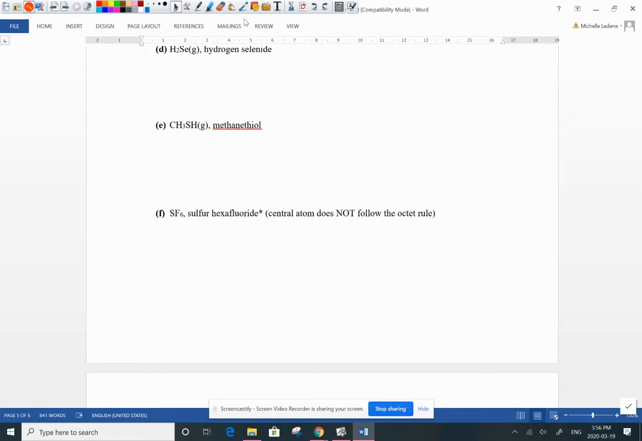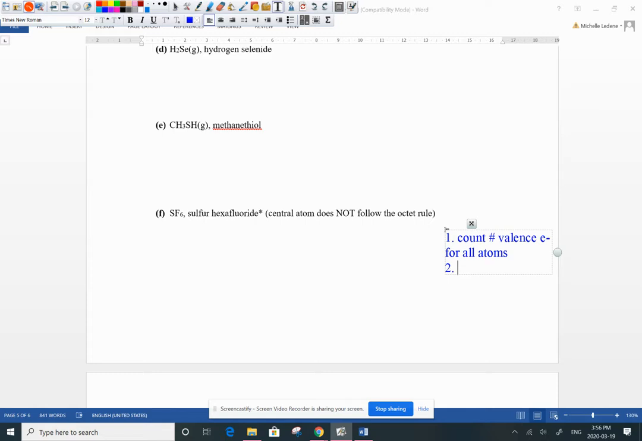A quick reminder: when we are doing these questions, our first step is to count the number of valence electrons for all the atoms in the compound. The second step is to determine the central atom, which is the one that can make the most bonds, in other words, the one with the highest bonding capacity. Then you connect the peripheral atoms to the central atom.